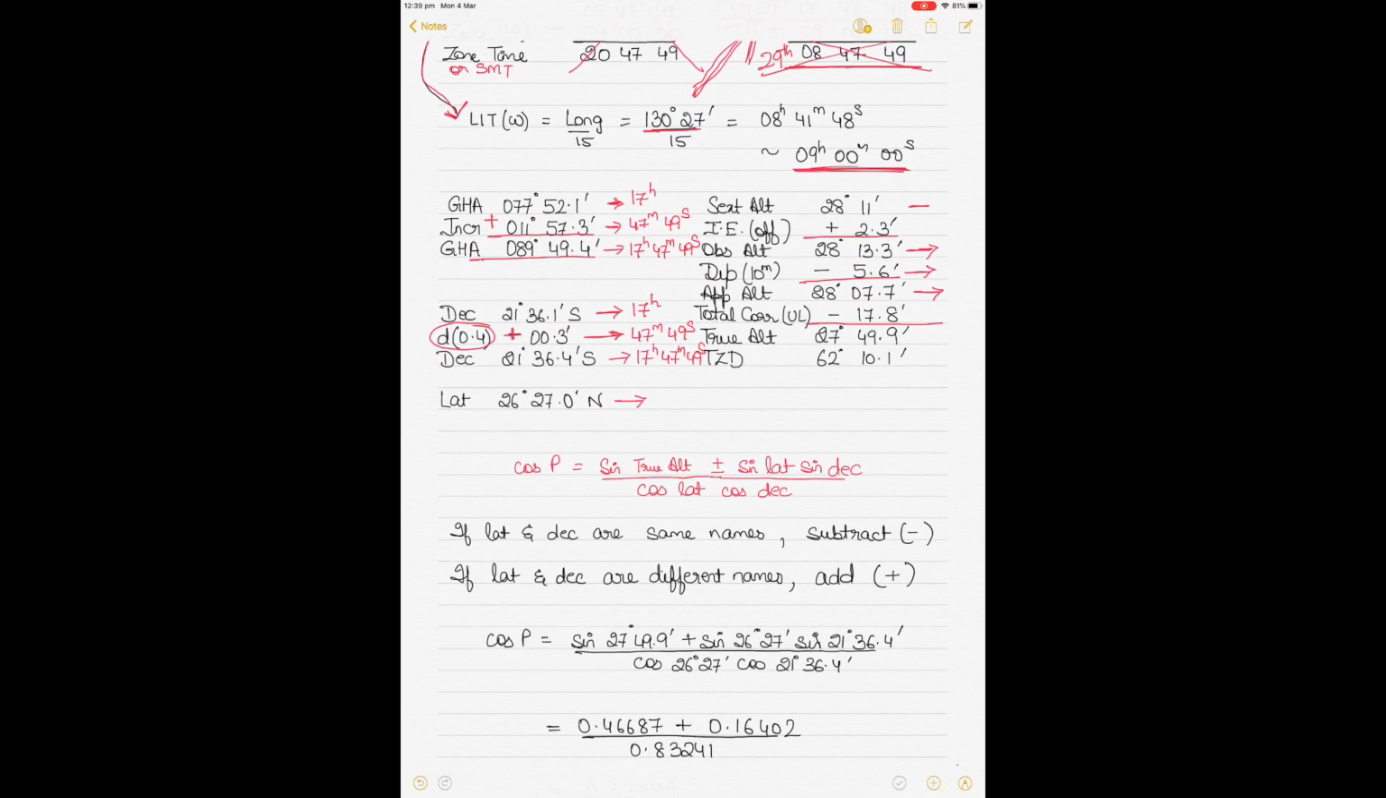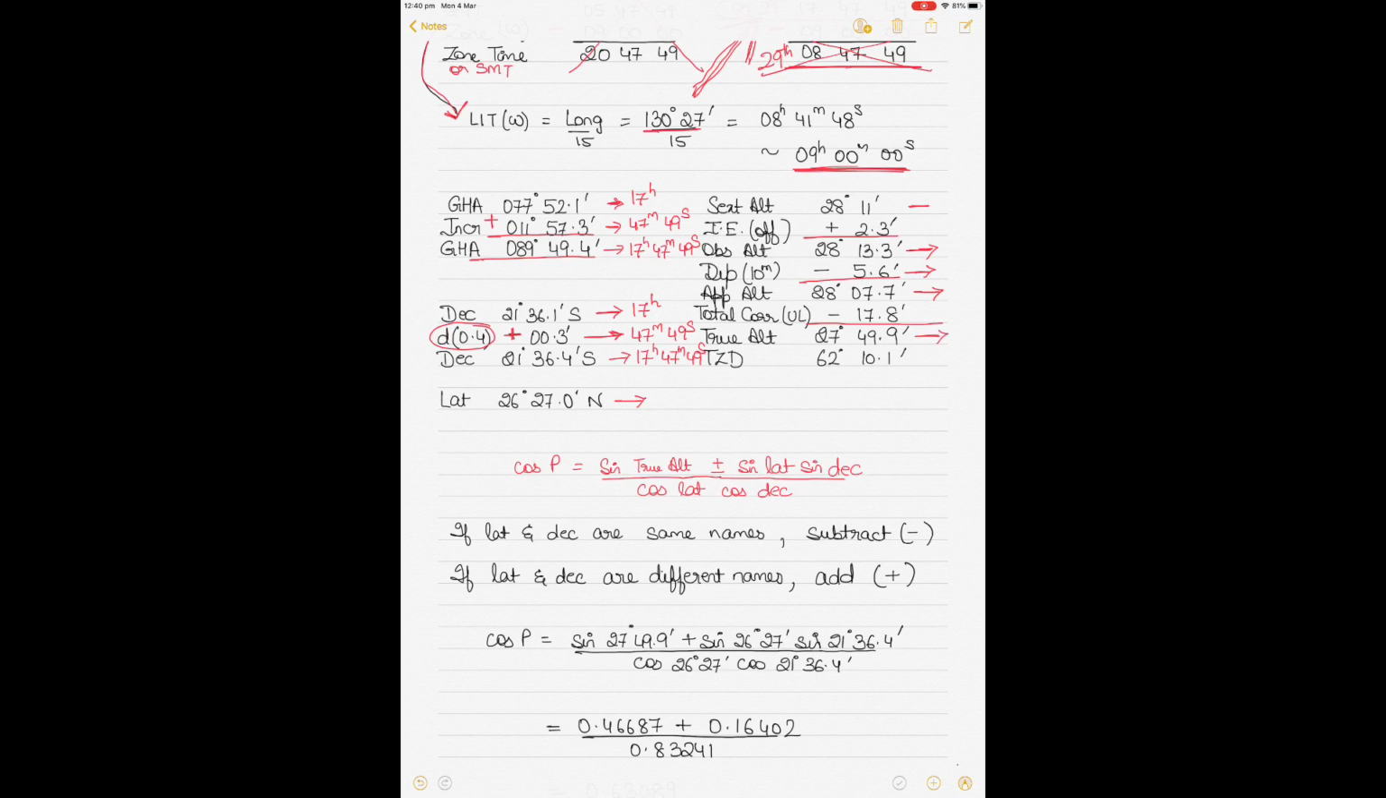Remember, upper limb corrections are negative, lower limb corrections are positive. Go into the upper limb correction table and find the upper limb value for the month of November and sun. That will be minus 17.8. You subtract the total correction and you get your true altitude, which is 27 degrees 49.9 minutes.